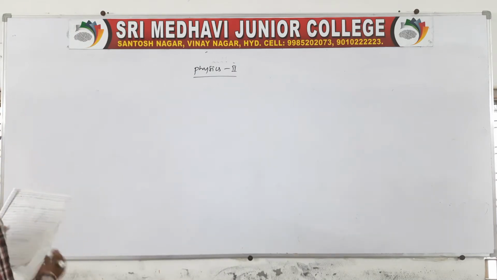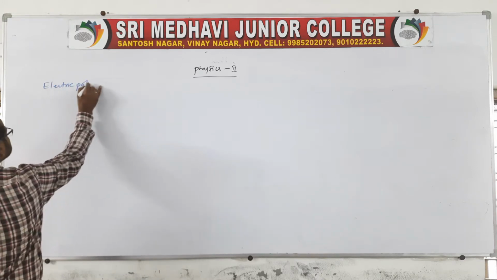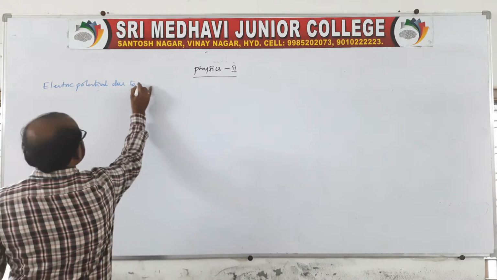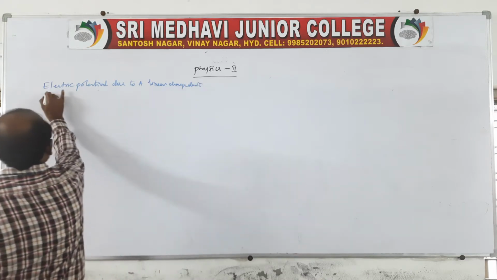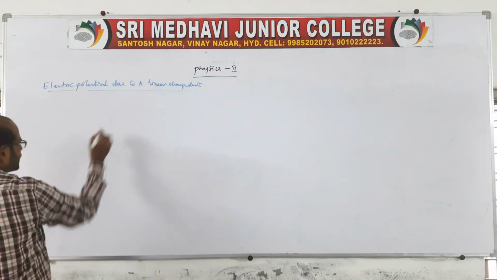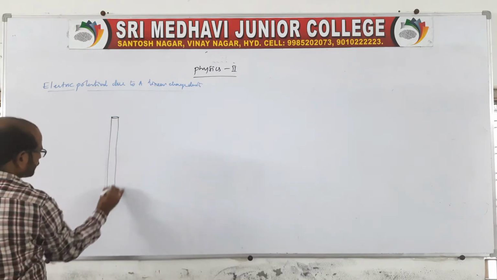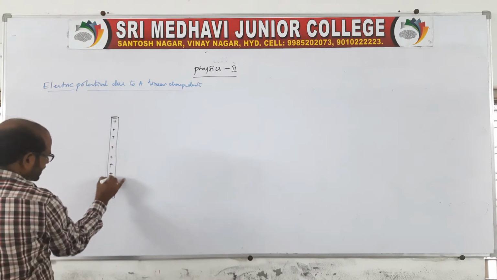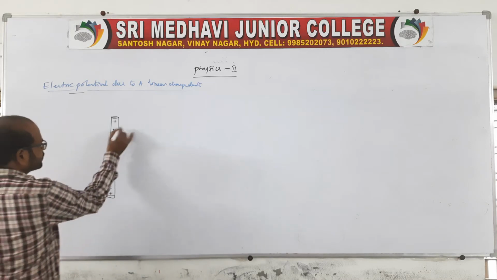So here you write electric potential due to a linear charge density. You take a uniformly long wire. For this uniformly long wire, if a charge is given, then the charge is distributed throughout the length of the wire. Are you clear? Already we know this, but now we are finding potential, not field intensity. The field intensity is already done, so the field will come out.